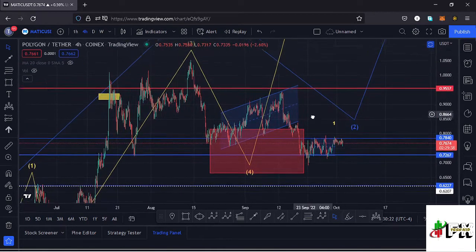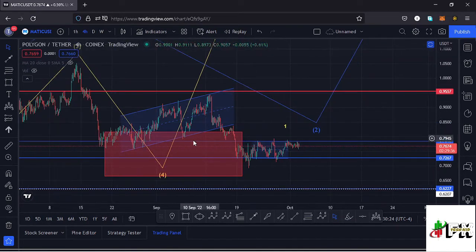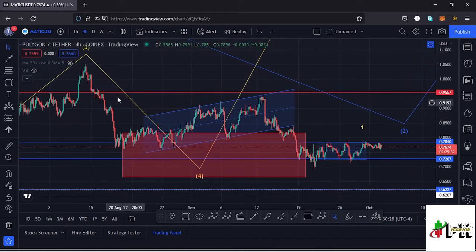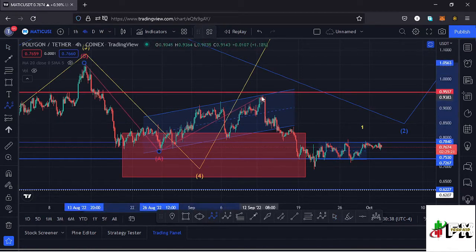And you can see Polygon Matic has continued to respect that. We have been trading within that target area, and because our wave 4 is a corrective wave, we also expect to see an ABC corrective movement within this wave 4, and I believe we are also seeing that, having this as the wave A, then a wave B making a high at around the $0.94 mark.